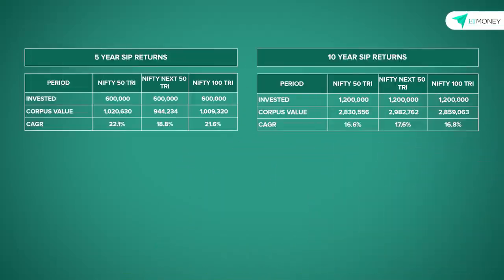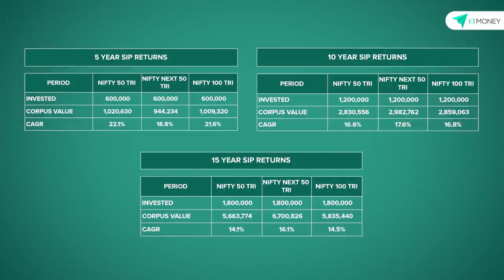But perhaps a more practical way of looking at this data would be to examine it on a monthly SIP basis. And for this, we got our researchers to put together data on how a 5-year SIP, a 10-year SIP, and even a 15-year SIP would have delivered in terms of performance. Now, just as we saw with lump sum returns, the SIP returns too have a pattern where the Nifty 50 and Nifty 100 have had some strong momentum over the last 5 years, but over longer periods, it's the Next 50 SIP that has delivered better returns.